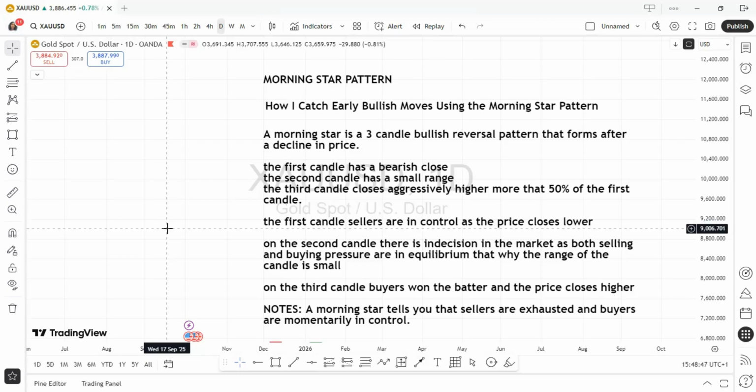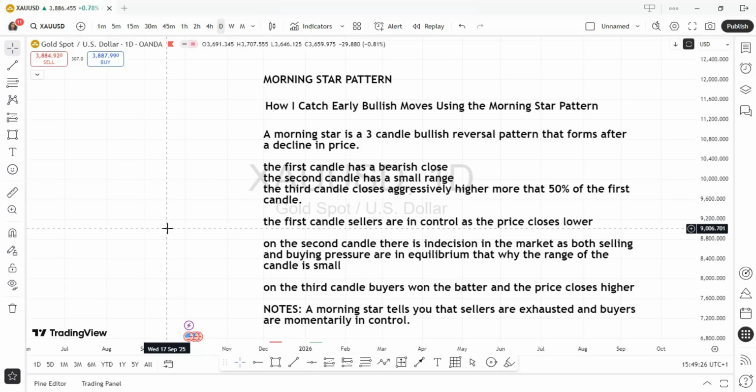Now, there's something I tell you guys about candlestick patterns. Candlesticks help you to know who is in control of the market. Always bear that in mind. The third candle closing aggressively higher than 50% of the first candle is telling you that buyers' momentum is coming into the market. The second candle is giving you indecision, which means buyers and sellers are struggling. But the third candle tells you that buyers took over the market.